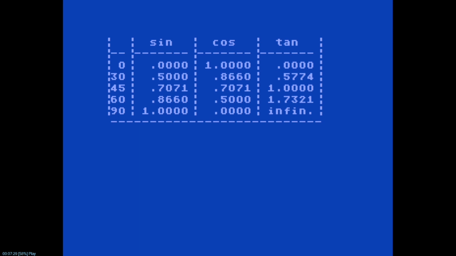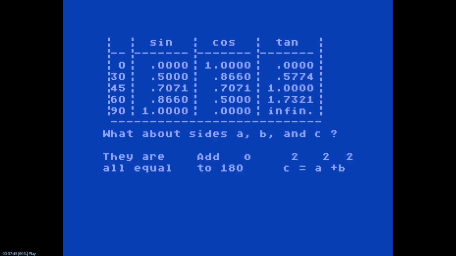It is interesting to note that the values for the sine of 45 degrees and 60 degrees, 0.7071 and 0.8660 respectively, are the square roots of 1/2 and 3/4. This is the result of the relationship noted in the Pythagorean theorem. What does it say about sides A, B, and C?